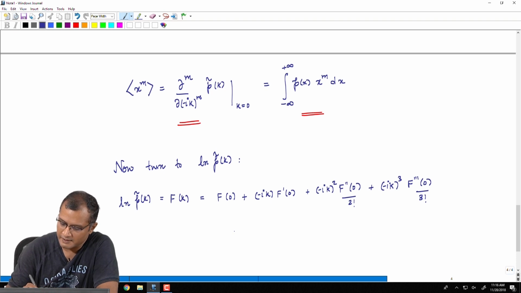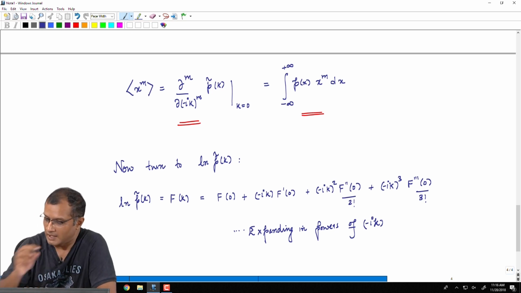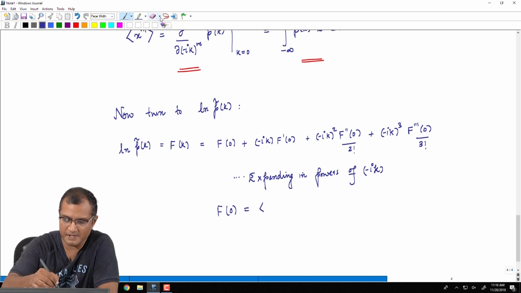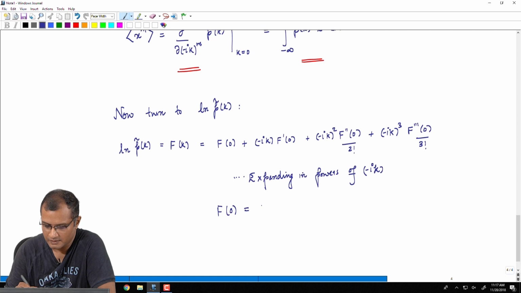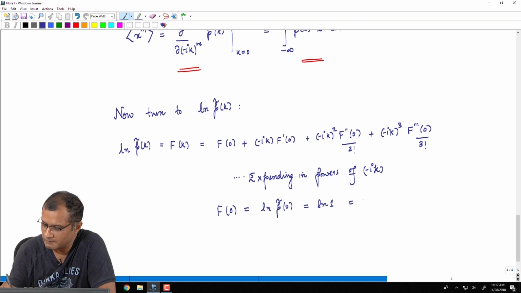So, the right hand side is basically expanding in powers of minus I k. And then if I ask you to associate these coefficients of the expansion, f of 0 is nothing but ln of p of 0, which is nothing but ln of 1, because p of 0 is 1, and that is nothing but 0. So, the leading term is 0.